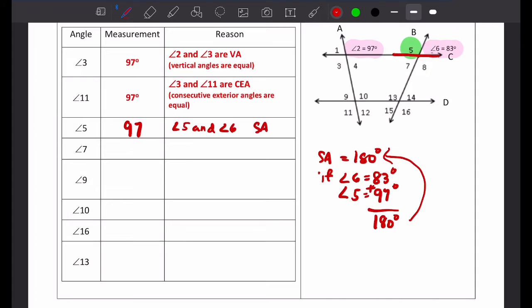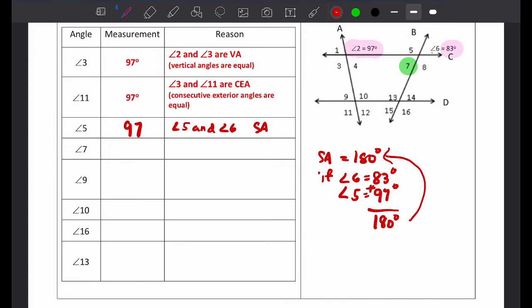Okay? So, now let's go to the next question. Let me just erase that one. Okay? So, angle 7. Okay? Angle 7. Now, looking again here, you see angle 7 is on an X. Remember, X-Men? And that means this is vertically opposite this angle. So, they are vertical angles. And we know vertical angles are equal.